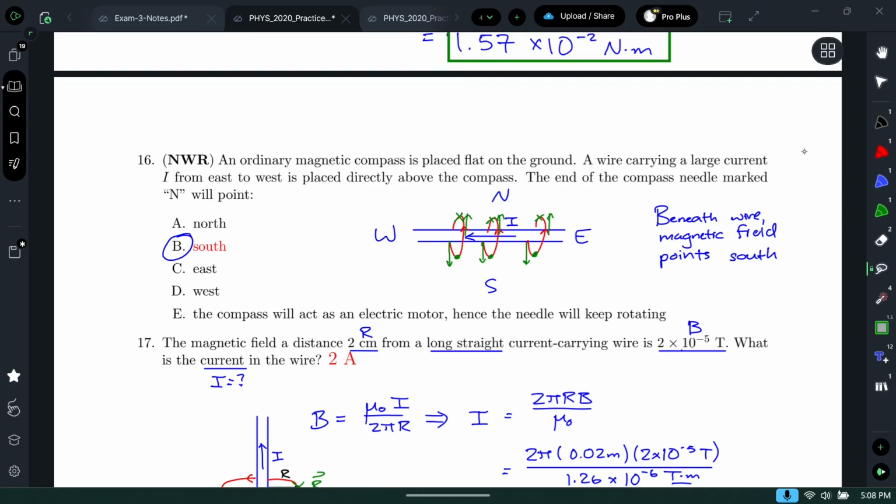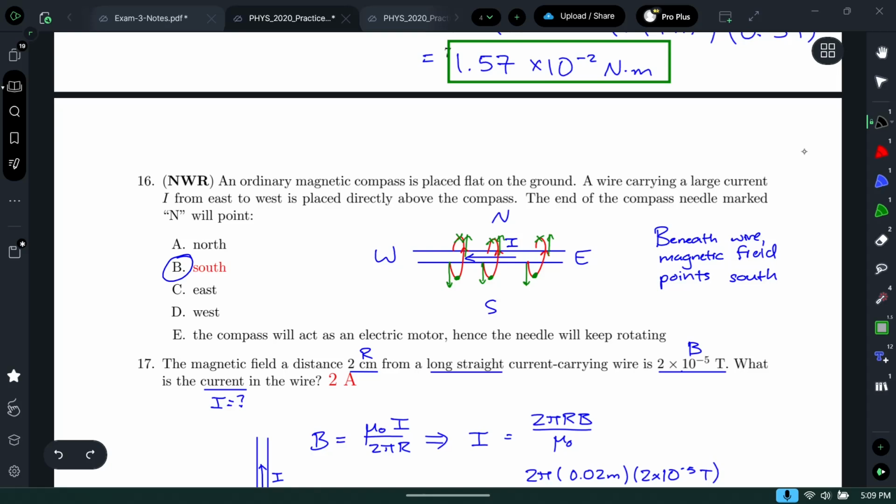perspective of this? It is that the compass is like underneath. You're a bird looking down at the wire, and there's a compass underneath it. And the question is, what's it gonna do? To answer that, you have to think about the field created by the wire. And this is our second right-hand rule.